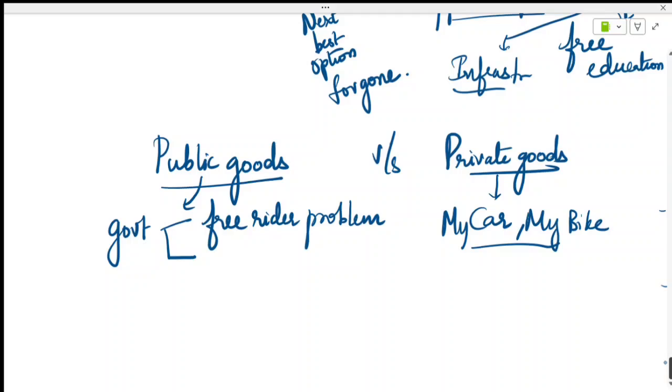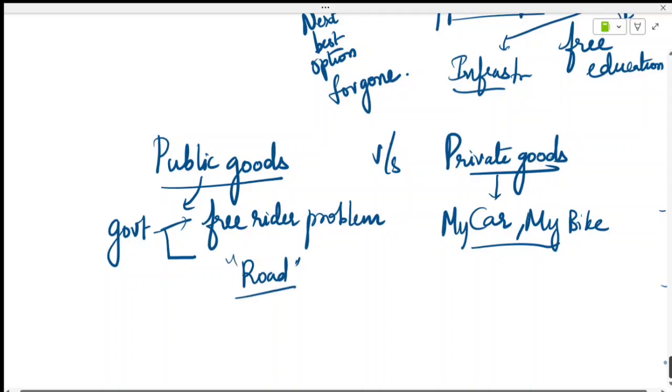But public goods, the government will be giving. For example, road. Those who pay tax also will be going on the road. Those who do not pay tax also will be going on the road, and that problem is called free rider problem. Right.